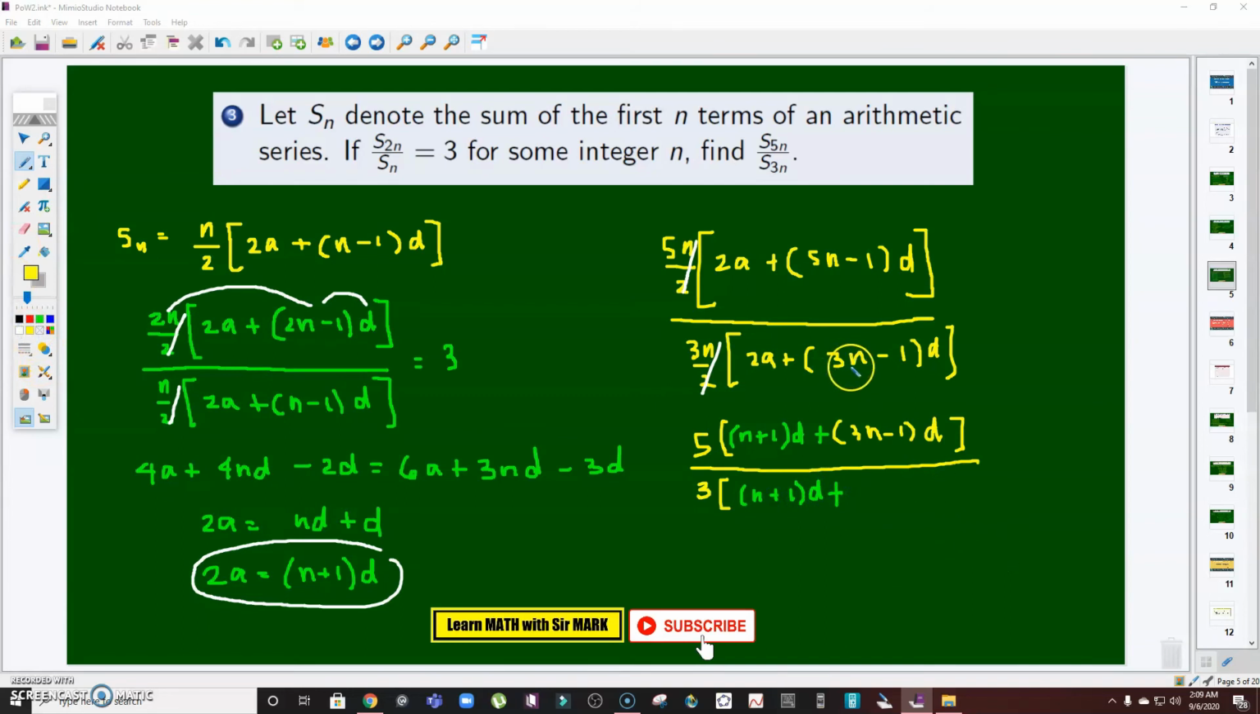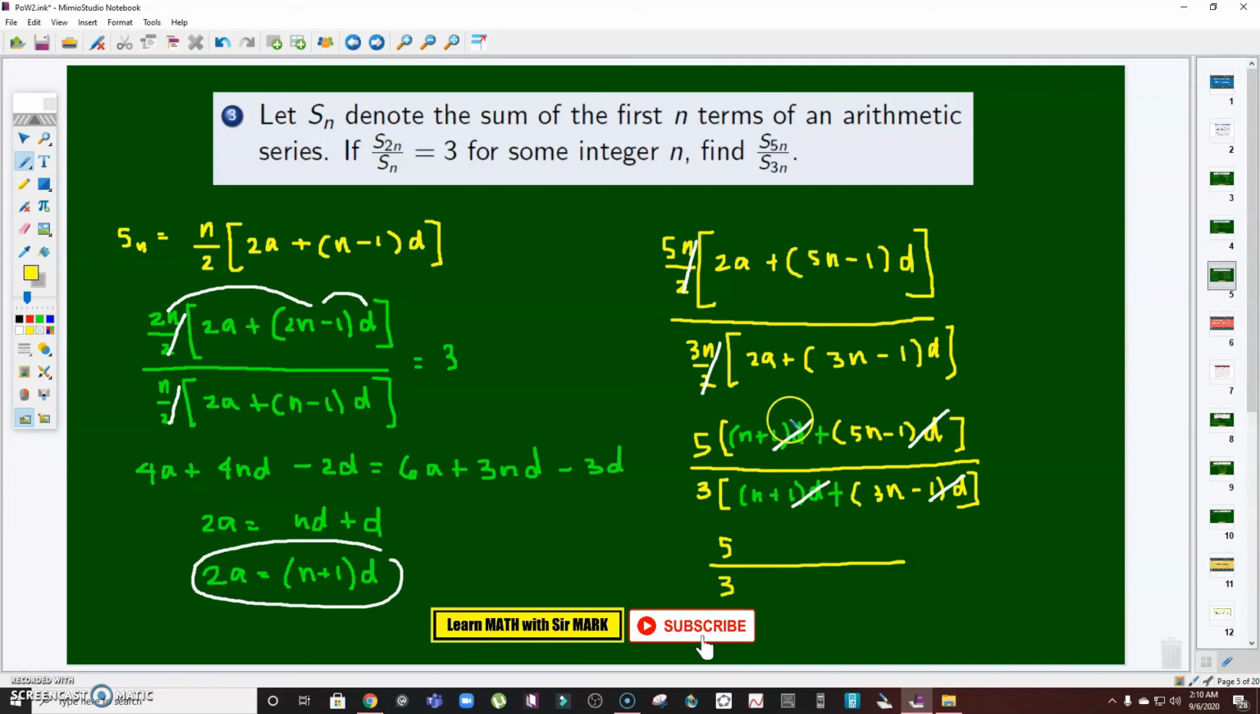Sorry, this is 5n, I made a mistake in copying. Again, this is 5n, and this one is 3n minus 1 times d. It's a bit painful to the eyes, but it's okay, we can do it. Now, look. This is d, this is negative d, so they cancel. Similarly, positive d and negative d. So what will be left here is just 5 over 3.